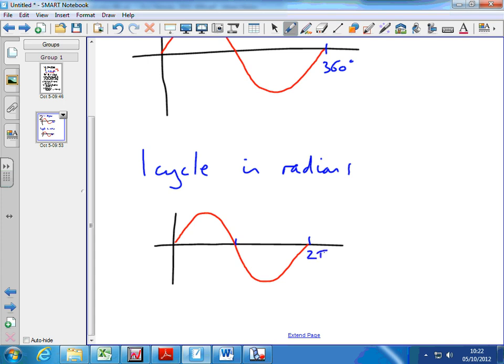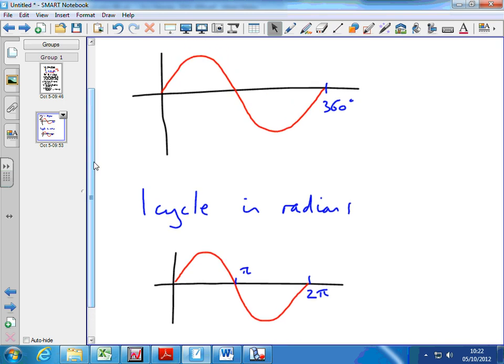Okay. So what's this? Pi, right, okay. So if I want to measure one cycle in radians, it's pi and 2 pi. That's what I'd expect to see. If I wanted to do it in degrees, 360 degrees, so the midpoint obviously would be 180, okay?